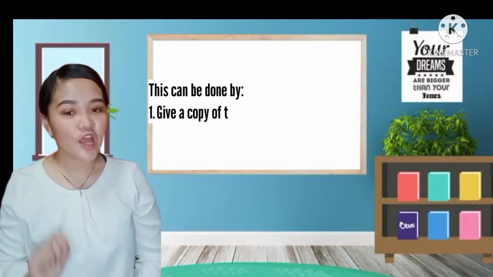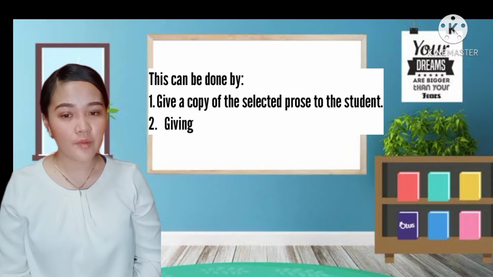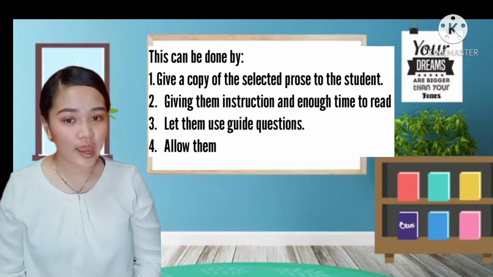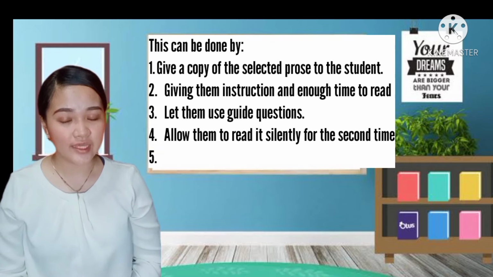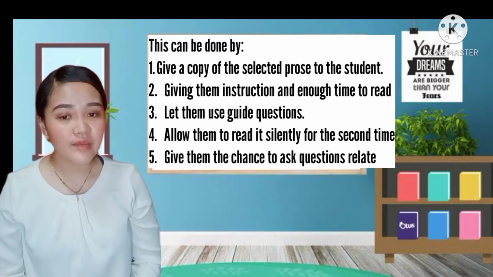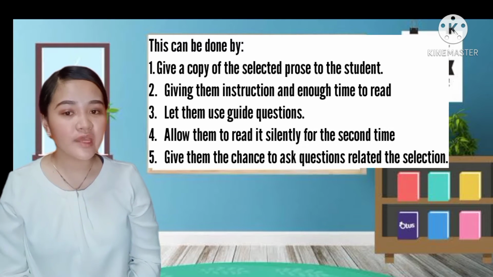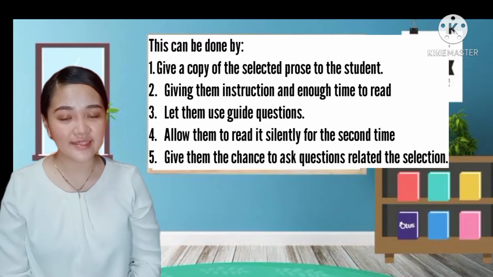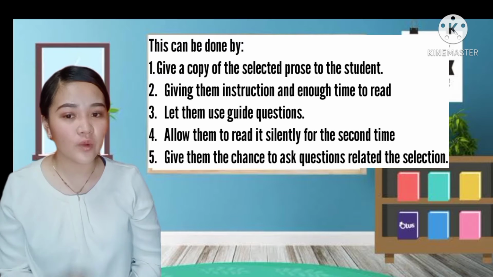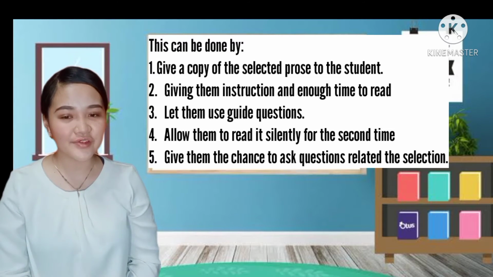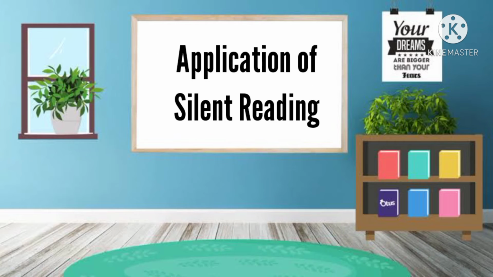First, give a copy of the selected prose or passage to the student. Second, give them instruction and enough time to read. Third, allow them to explore the guide questions. Fourth, allow them to read the passage for the second time. And for the fifth one, encourage them to answer the guide questions to better understand the selected prose.